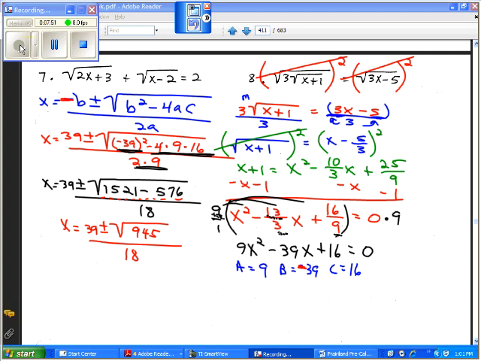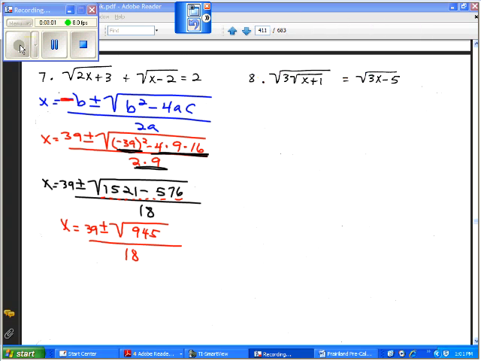Now, I'm going to erase the whole right side. Is everybody done with the right side? The square root of 945 might break down, so we're going to have to write it as a radical. We're going to do some radical work here. I'm going to come over here to the side and do that.